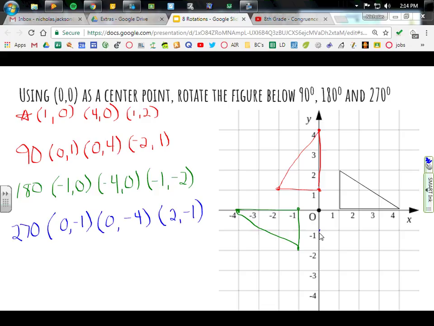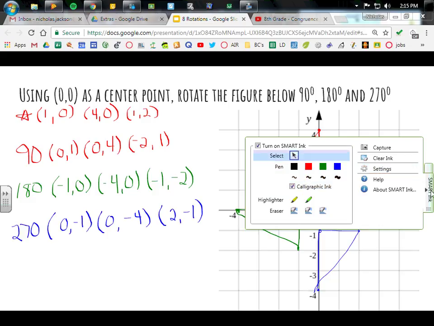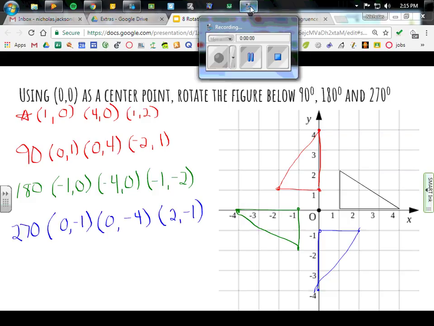(0, -1) right here. (0, -4) right here. (2, -1) right there. Plot our points. Whoops. And there it is. All right, so that's it for rotations. I hope that this all makes sense and use it in good health.